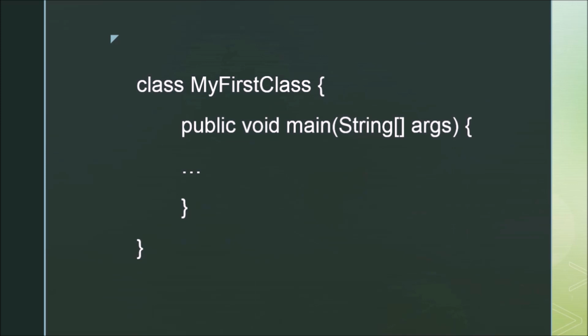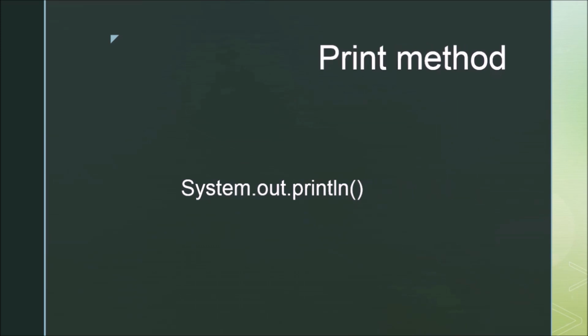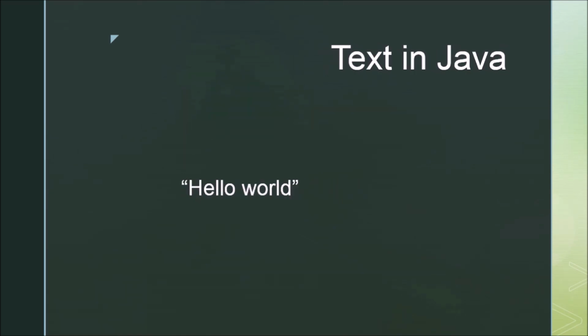However, our program does not do anything yet. For this, we need to write some code inside the main method. And this is the first line of actual code in our program. It is going to print out the phrase "Hello World" onto the screen. It consists of three parts. This is a method that will print anything between the parentheses onto the screen. This is the phrase that we want to print. For now, think of it as if you want to print something, you need to put it inside quotation marks.